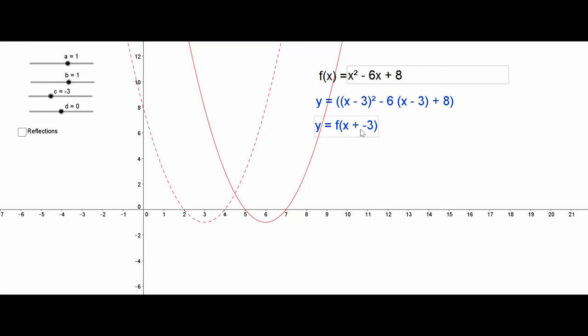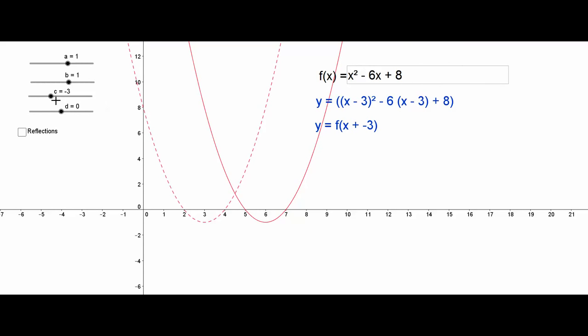This makes sense if you look at the equation here. In y equals f of x minus 3, if x is 5, we have f of 5 minus 3, or f of 2. Well, we know the value of f of 2 on the original graph. f of 2 is 0 because it crosses the x-axis there. So in the new graph, when x is 5, f of 5 minus 3 is f of 2, and f of 2 is 0. So it crosses the x-axis when x is 5 in the new, translated graph.